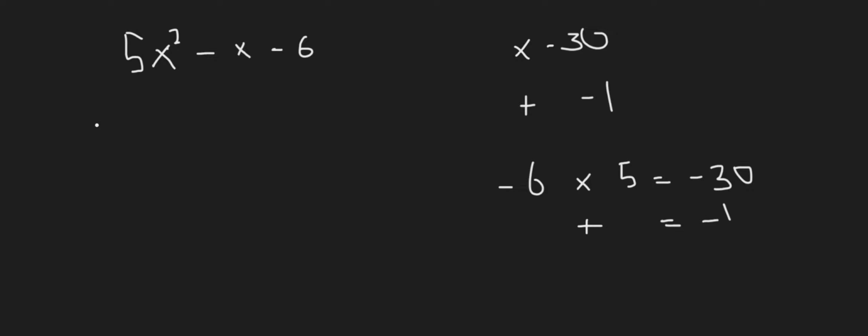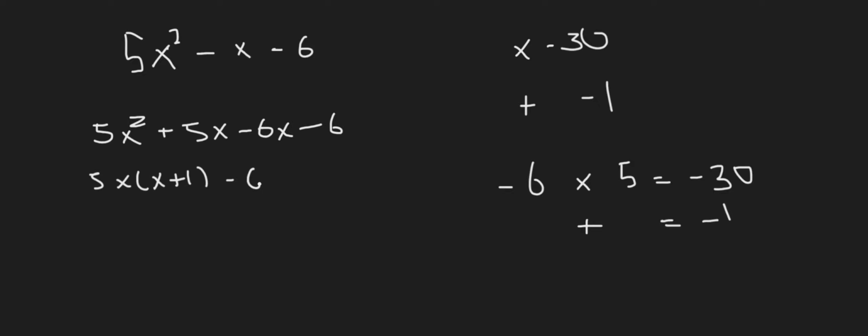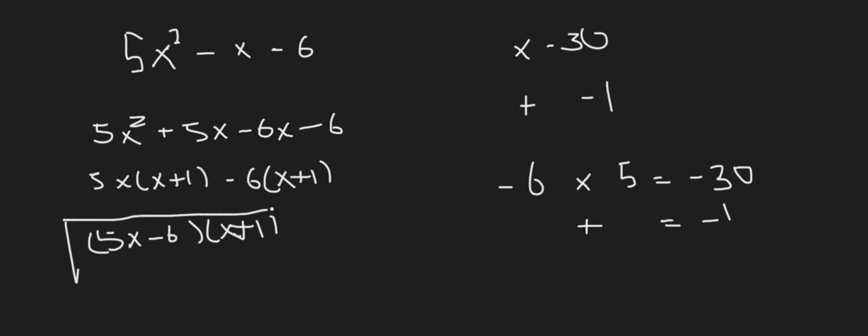That's perfect. So now all we have to do is 5x squared plus 5x minus 6x minus 6. Now factor out like we've been doing. 5x, that gives us x plus 1. Factor out negative 6, that gives us x plus 1. And you notice a pattern. And it's just as simple as that. Now we factor it out, and we get 5x minus 6 and x plus 1. So this is the answer to this.